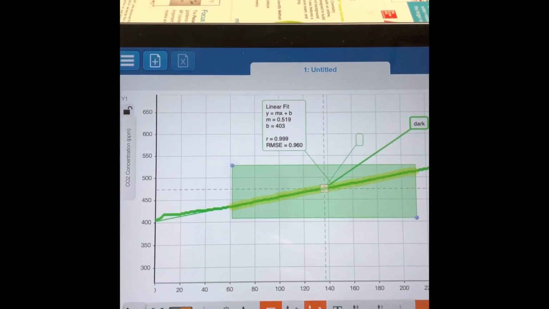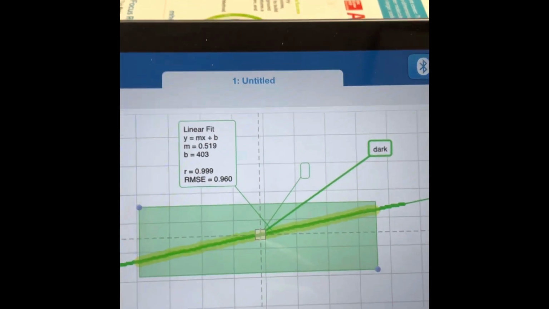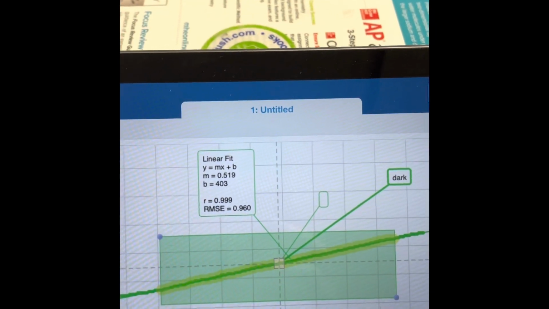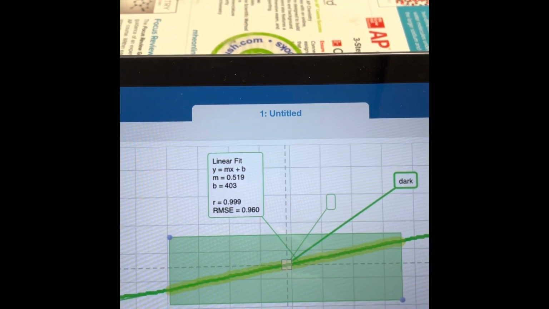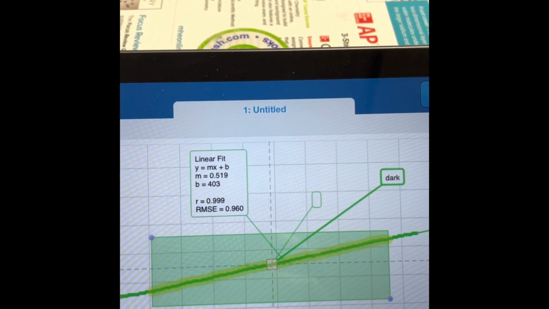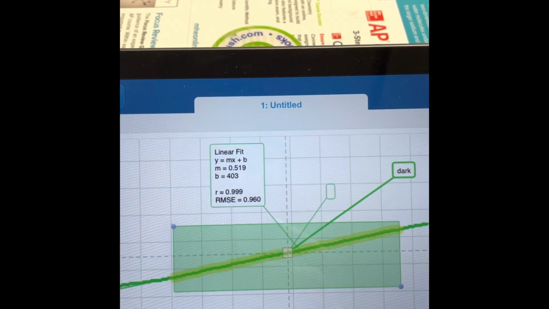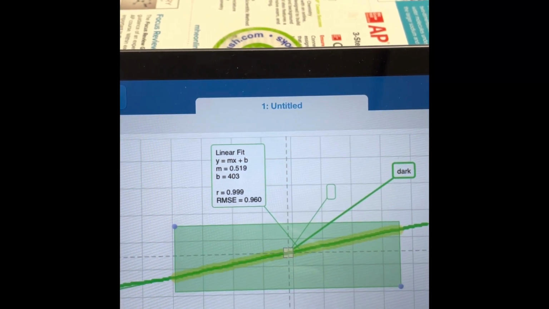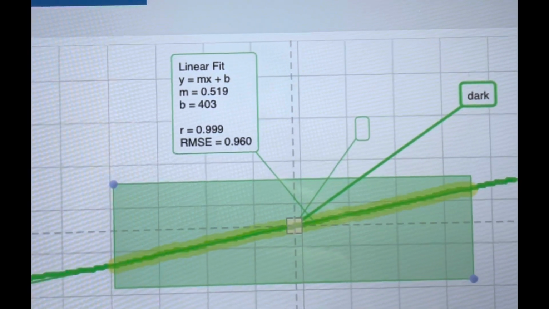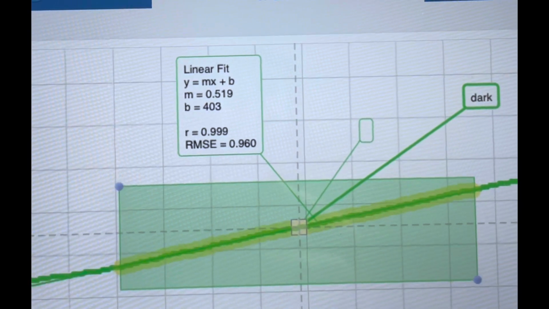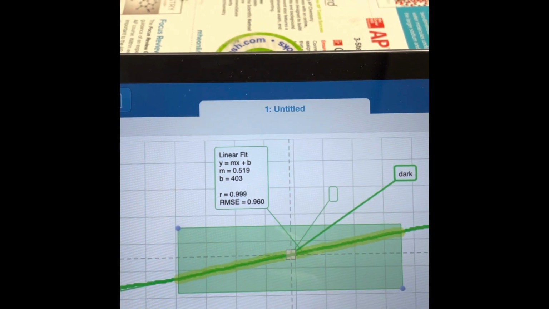All right, so here is my run in the dark. And I determined a slope of a representative sample of that line. Notice I labeled it as dark there. Let's take a look at the slope. So now we have a positive slope. We have 0.519 as our slope value. We have the y-intercept there, that b value.